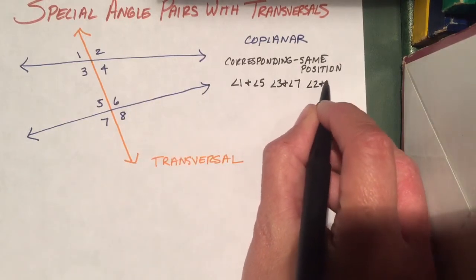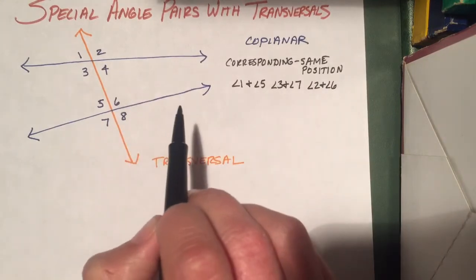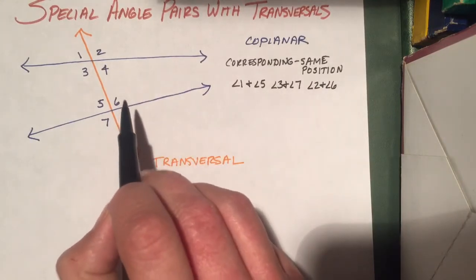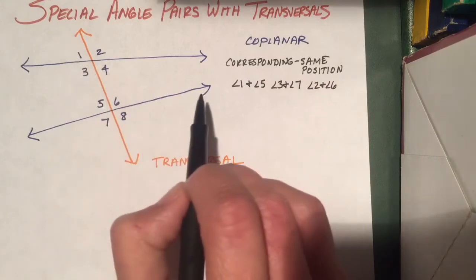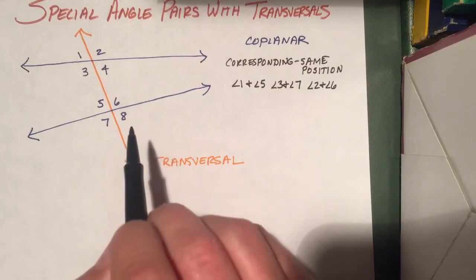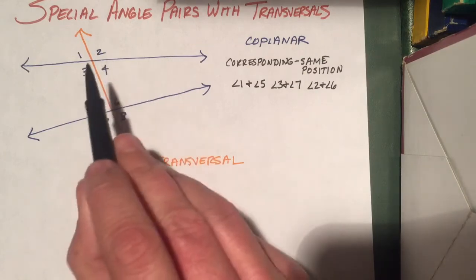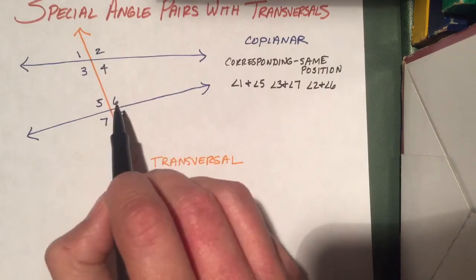You have angle 2 and angle 6. Angle 2 and angle 6 are both on the right of the transversal, and they're both what we would call above visually, or one side's up, one side's right. They both have the same position and the same direction for their sides. This one has up and right, and this one has a side that's up and a side that's to the right.